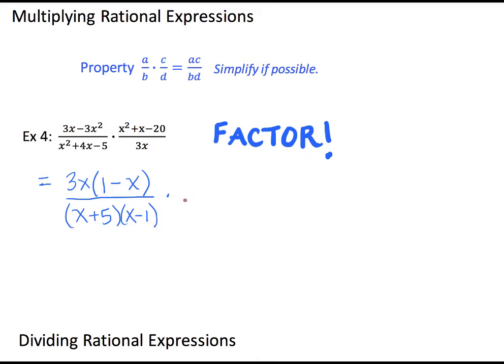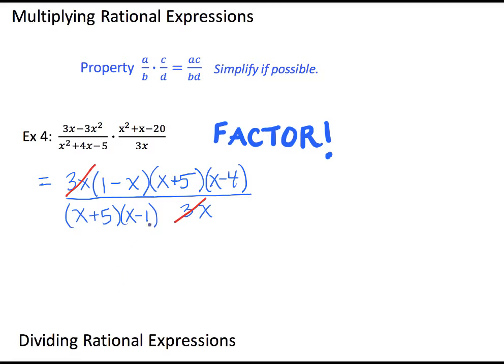So for this first expression, we factor out a common 3x in the numerator, and then we factor that quadratic as x plus 5 times x minus 1. For the second expression that I'm multiplying by, that quadratic factors into x plus 5 times x minus 4, and the denominator is just 3x. Notice if we're multiplying, you just multiply the numerators straight across the top, and you multiply the denominators straight across the bottom. So now any numerator that matches any denominator, we can go ahead and cancel that out.